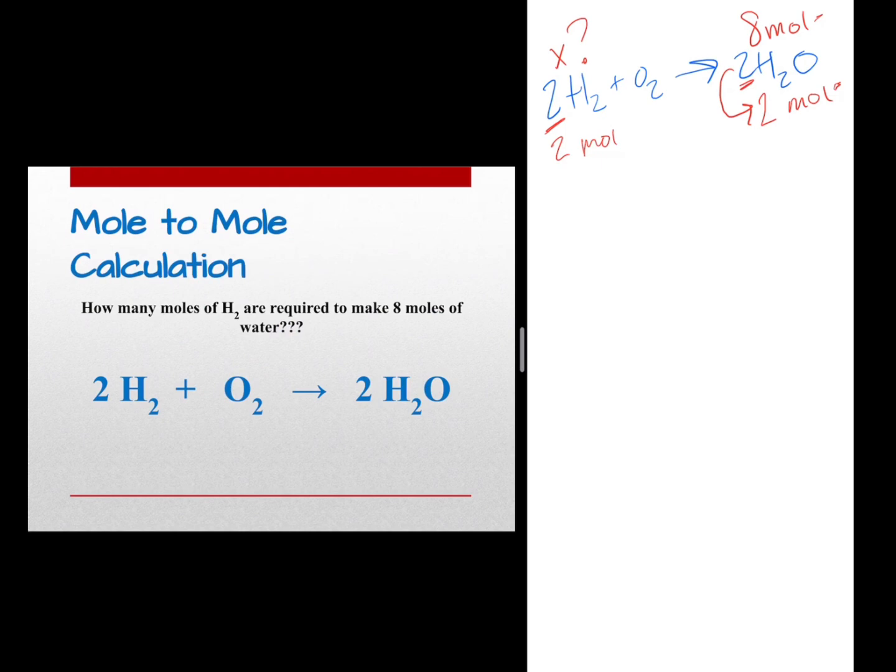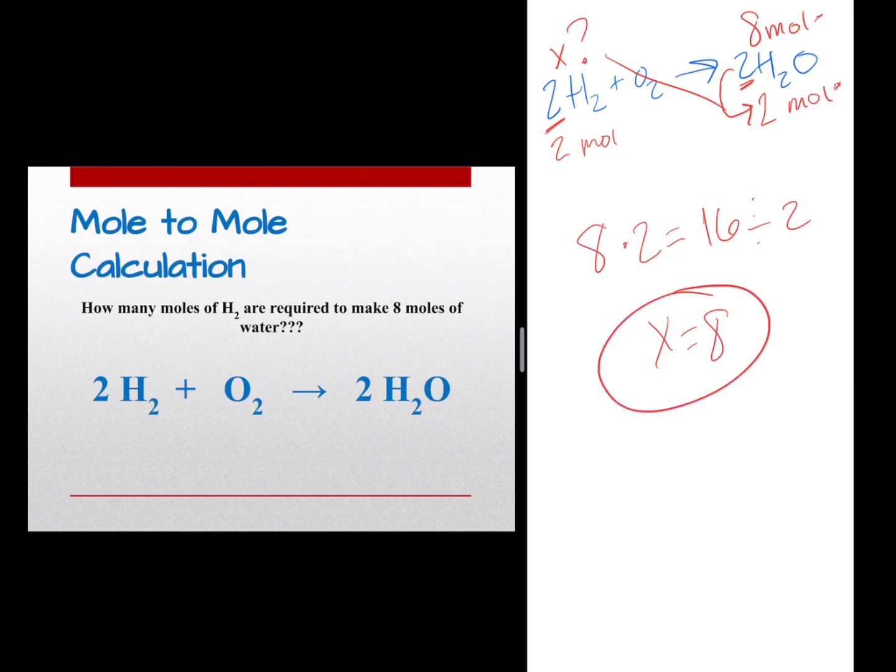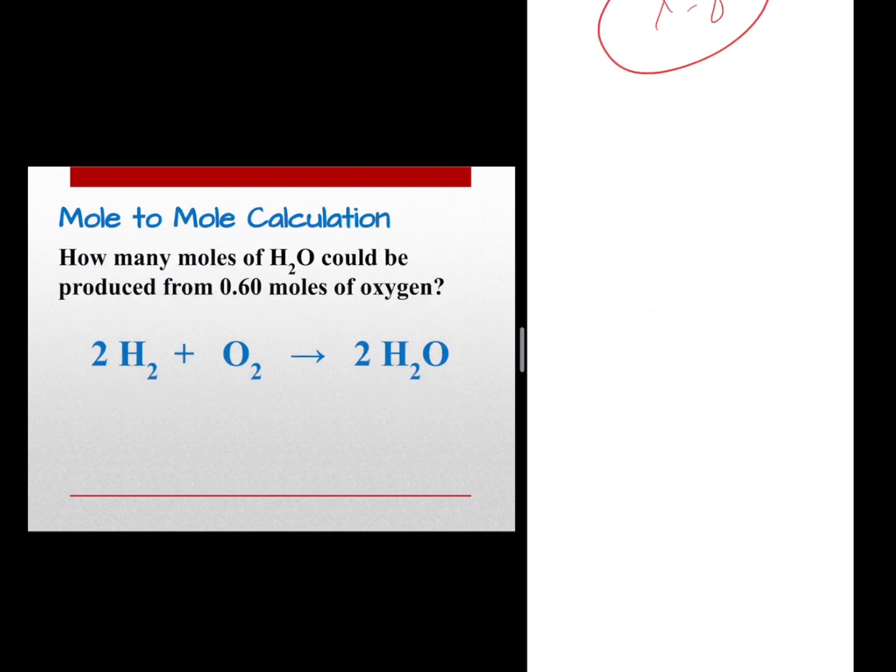Okay. So if I want to solve this, I'm going to cross multiply. So 8 times 2, which equals 16. Then I'm going to divide this way, so divided by 2. That means x equals 8. So we just solved that problem. All right, let's do another one.